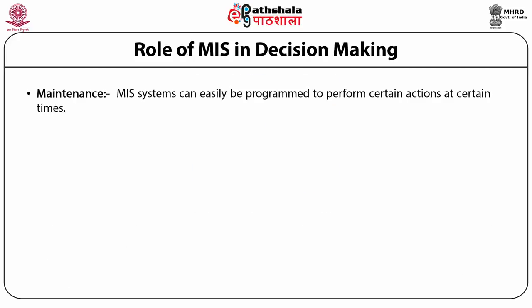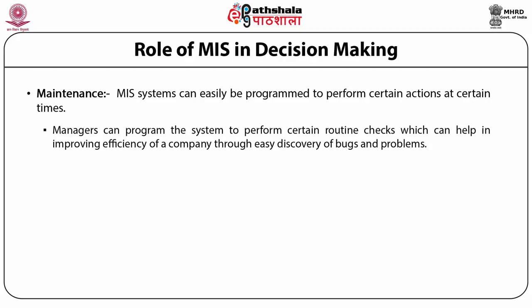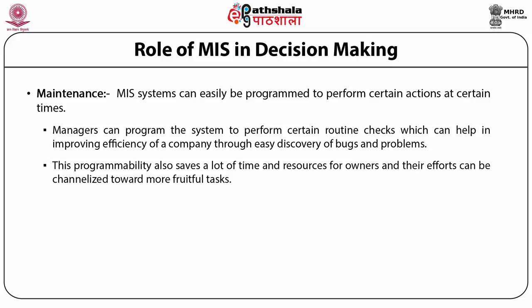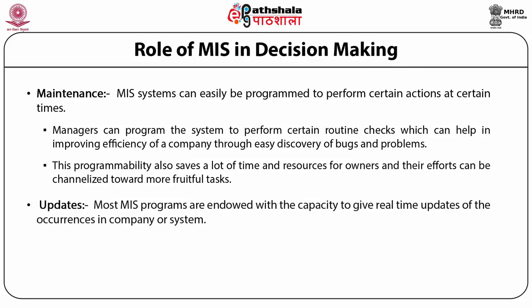Then is maintenance. Management information systems can easily be programmed to perform certain actions at certain times. Managers can program the system to perform certain routine checks, which can help in improving efficiency of a company through easy discovery of bugs and problems. This programmability also saves a lot of time and resources for owners, and their efforts can be channelized towards more fruitful tasks. And lastly, the updates.